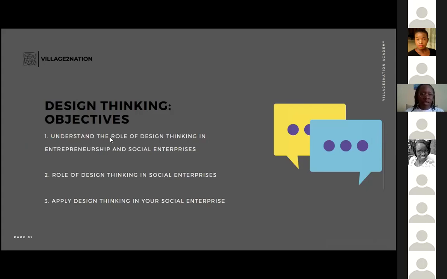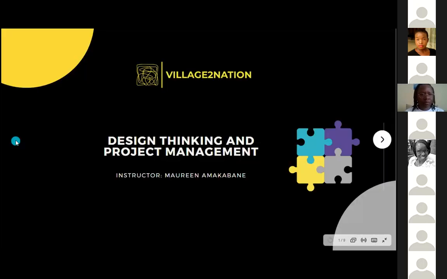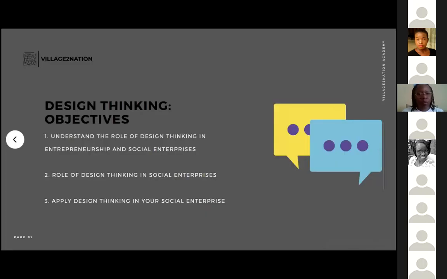So the main objectives for today's session include understanding the role of design thinking in entrepreneurship and social enterprises. A lot of organizations are now shifting to social enterprises. So even NGOs and CBOs, there's an urgent need for the individuals running these organizations to start understanding how to effectively manage resources for sustainability purposes. And then, of course, the role of design thinking in social enterprises, and how do you apply design thinking in your social enterprise?